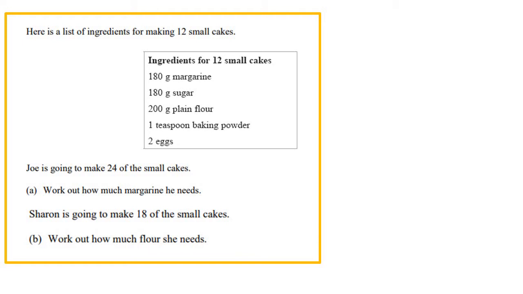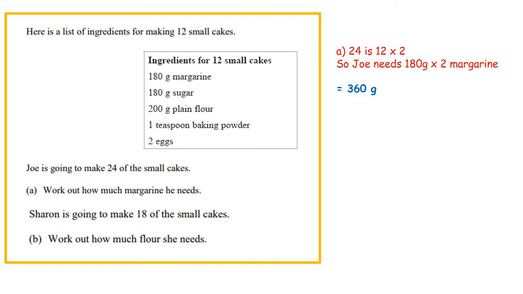Joe is going to make 24 of the small cakes, so we need to work out how much margarine he needs. Hopefully you'll recognise that 24 is 12 times 2. So all we need to do for the first question is to double the amount of margarine in the original recipe, because 12 times 2 is 24. So we multiply 180 grams by 2, which is 360 grams.